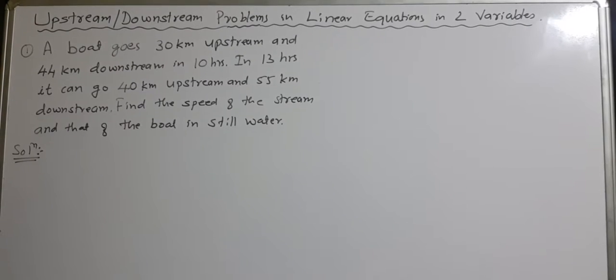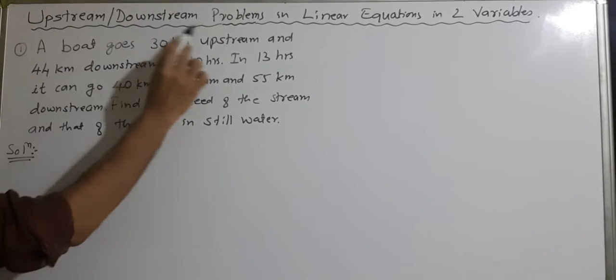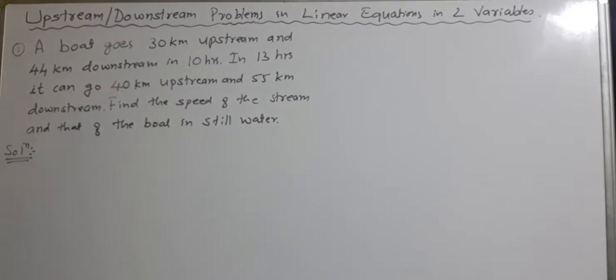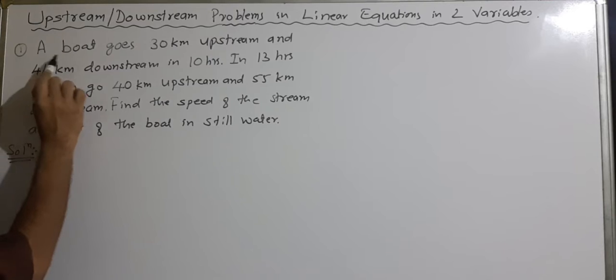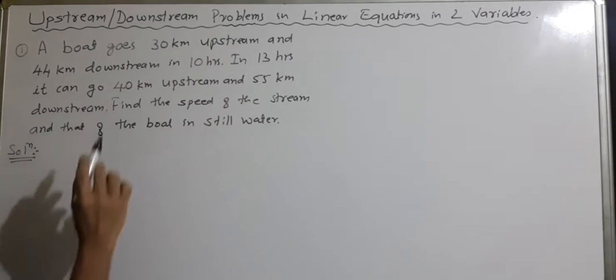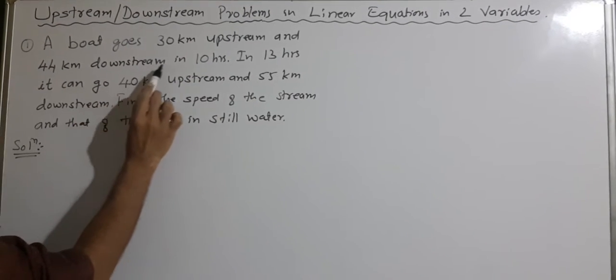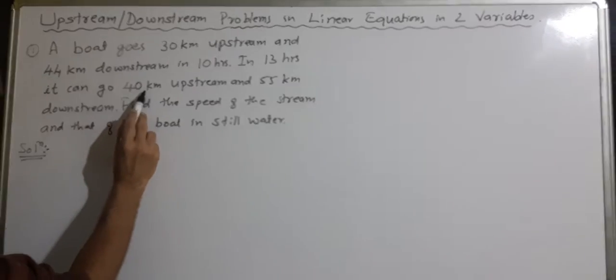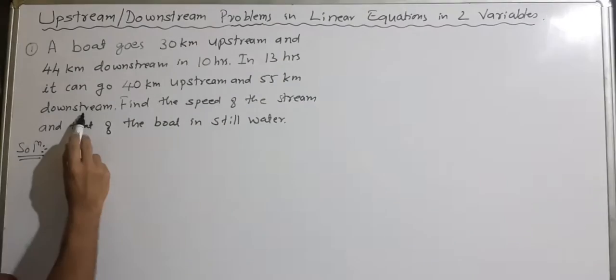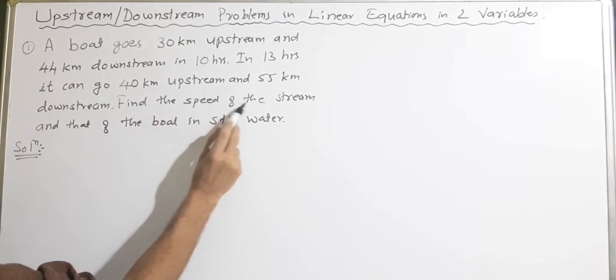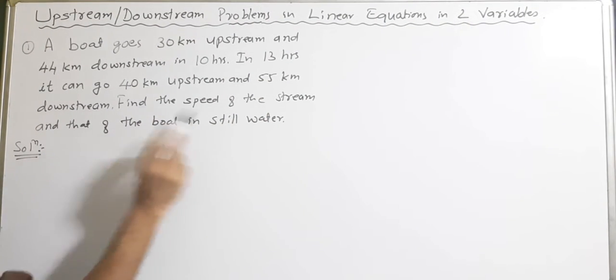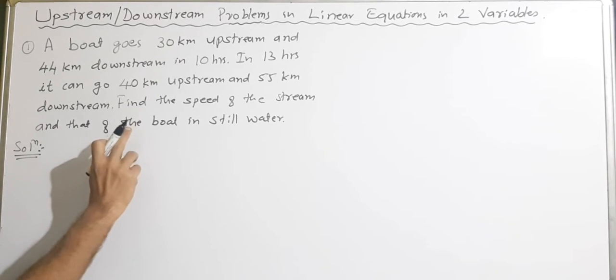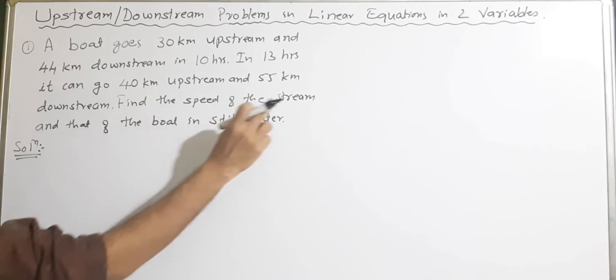Hello students, today we will study upstream downstream problems in linear equations in two variables. Here is the problem: a boat goes 30 km upstream and 44 km downstream in 10 hours. In 13 hours, it can go 40 km upstream and 55 km downstream. Find the speed of the stream and that of the boat in still water. So we have to find the speed of the boat and the speed of the stream.